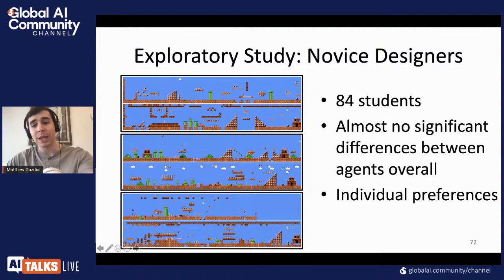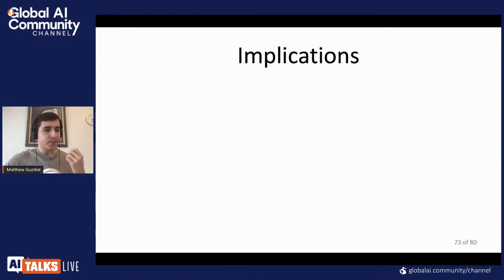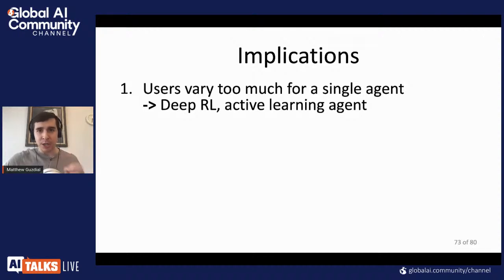Even though there weren't significant differences in terms of how people took these agents overall, there were individual strong preferences. So individuals would still say, oh, I loved the LSTM, or oh, I hated the Markov chain, or conversely, I loved the Markov chain, I hated the BayesNet. But there wasn't one that stood out above the others. So what we took from this was that users vary too much for a single agent.